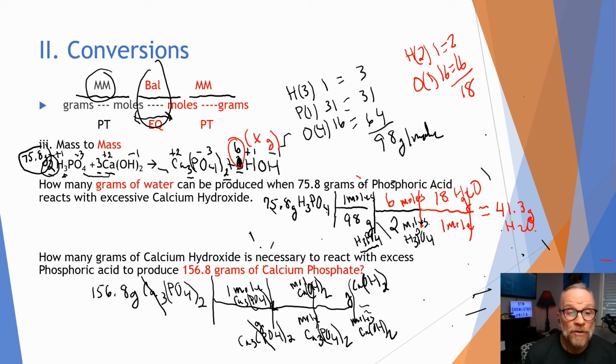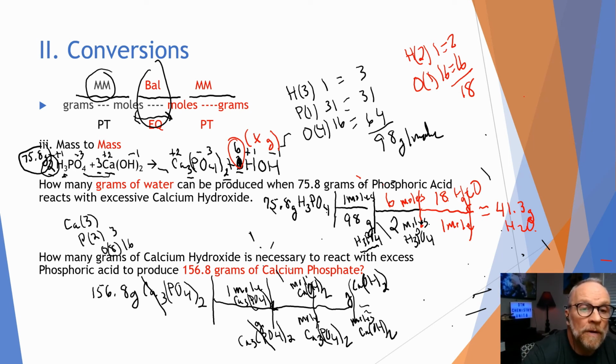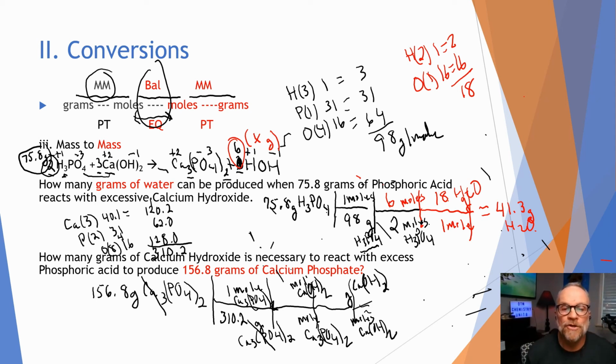So we need to figure out the molar mass of calcium phosphate. So let's do that. Ca, 3 moles of calcium, 2 moles of phosphorus, and how many moles of oxygen? 8 moles of oxygen times 16, 31, and 40.1. So that'd be 120.2. That'd be 62. 6 times 8 is 48. 8 times 1 is 8. 9, 10, 11, 12. 128. 310.2 is what I got. You double check me and make sure.